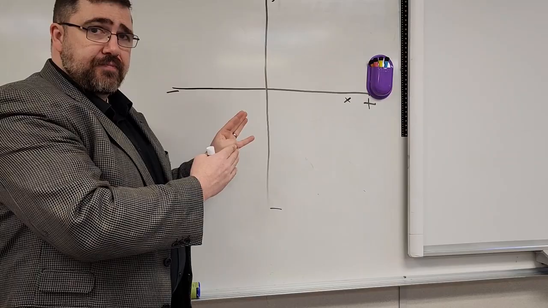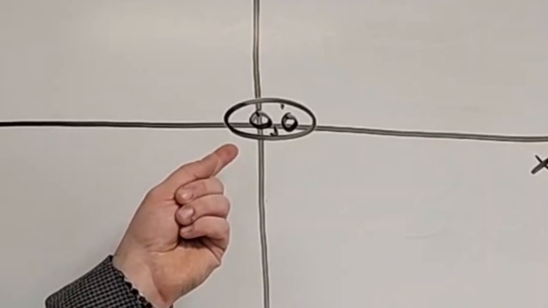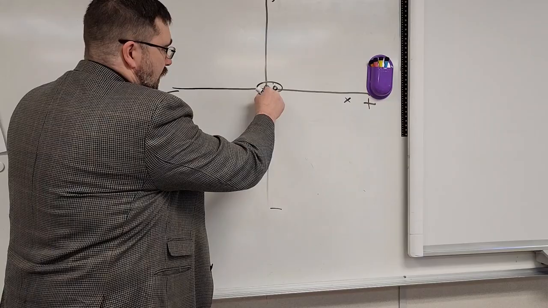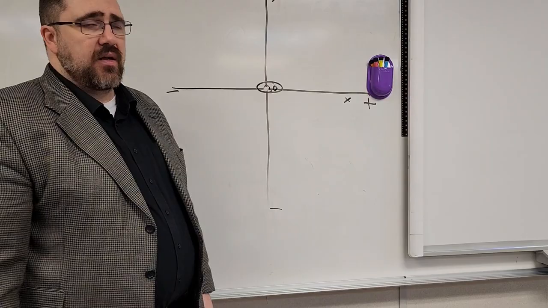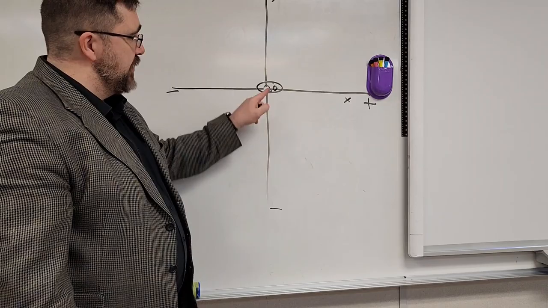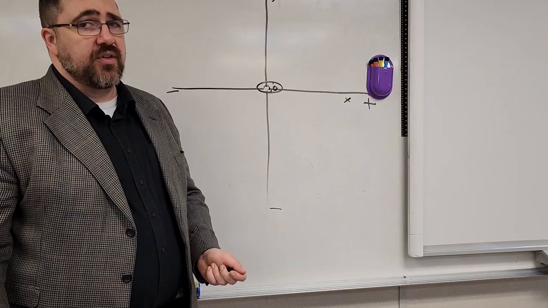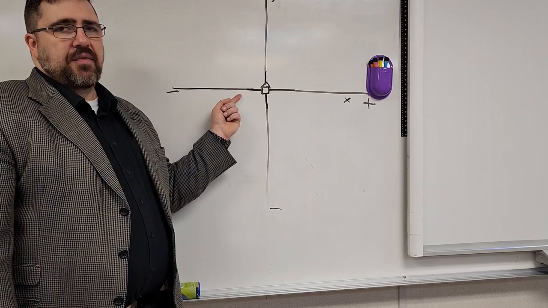Looks like a little face. I didn't mean for that to happen, but this is 0, 0, this spot right here, where the 2 lines meet. There's nowhere else that 0, 0 exists except that one spot right there. But for today, I'm going to put a little house on 0, 0, and I'll explain why in a second. This is a house. This is Mikey's house. Mikey lives in this house right here.